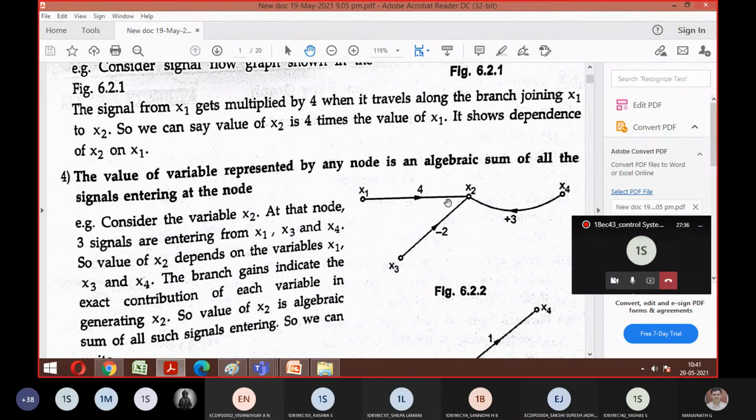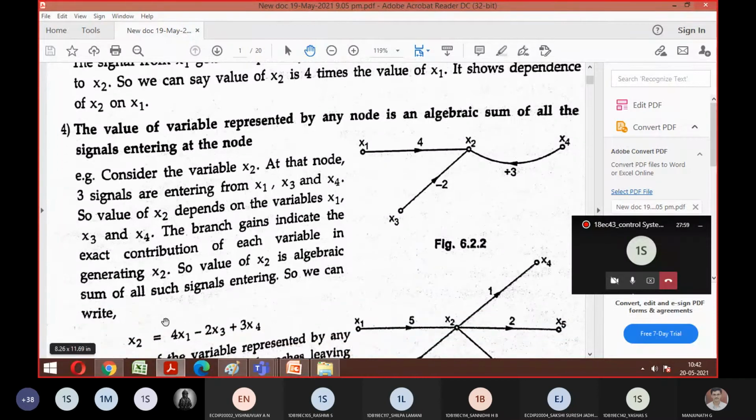Now tell me what x2 can be written as after substituting these variables. x2 is equal to 4 times x1. Good, 4x1. Here a minus is there, so whatever gain is on x3, you just write that. Good. So minus 2x3 plus 3x4. That is the equation mentioned here. Am I clear?